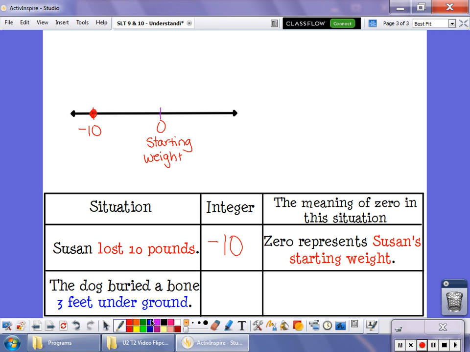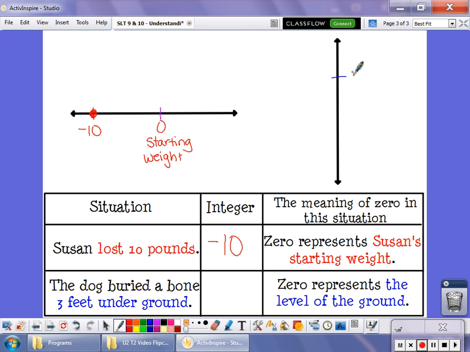And finally, the dog buried a bone 3 feet under the ground. Our starting point here is going to be the ground. So this 0 would be represented by the ground, and the bone is 3 feet below the surface of the ground. So we're going to go below the ground, which is going to be below 0, and we'll represent this situation with the integer negative 3.